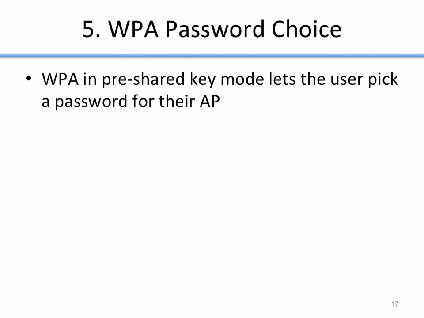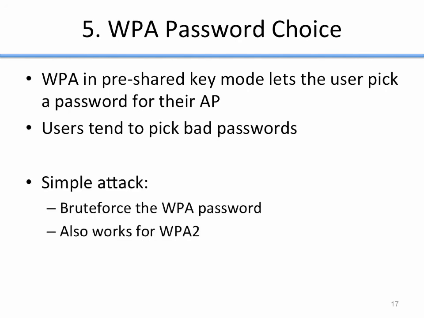WPA or WPA2 is not weak in the same way that WEP is. The cryptography is okay, and the design decisions are much better. But WPA in pre-shared key mode, where you have basically a password, lets the user pick a password for their access point. Well, when users get to pick passwords, they tend to pick bad passwords. And that's not good. So one simple attack is you could try to brute force the WPA password. There are tools designed for just that. This also works against WPA2 because the protocols really aren't different. You can brute force the WPA password based on a dictionary attack or things like that. So if users choose a bad password to try and secure their network, an attacker could potentially find it, and potentially find it very quickly if it's a really bad password.